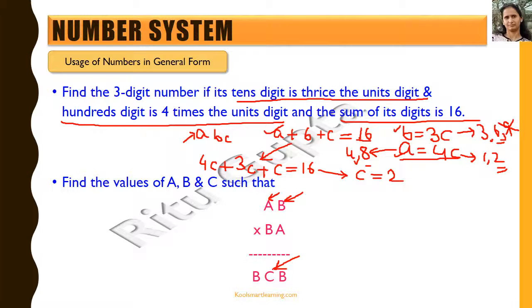So now if we look at this problem where AB multiplied by BA is giving us BCB, we are saying B multiplied by A is giving us B, which is in the units place. So it means A has to be 1. There is no other option where B multiplied by A will give us B. Now we replace A with 1 and we write 1B multiplied by B1 gives us BCB.